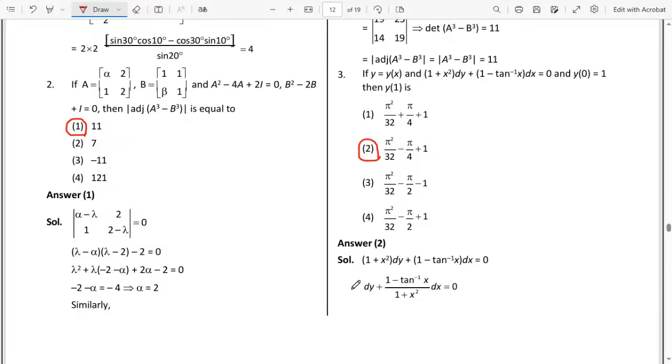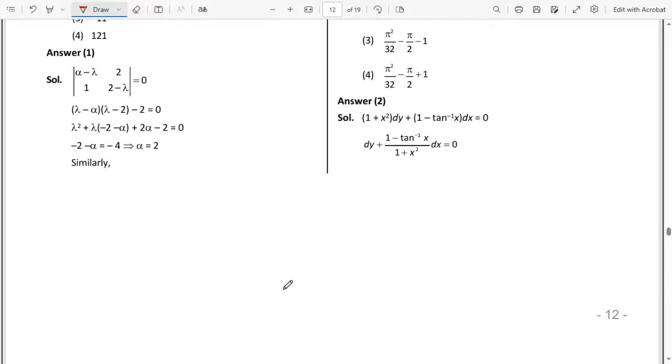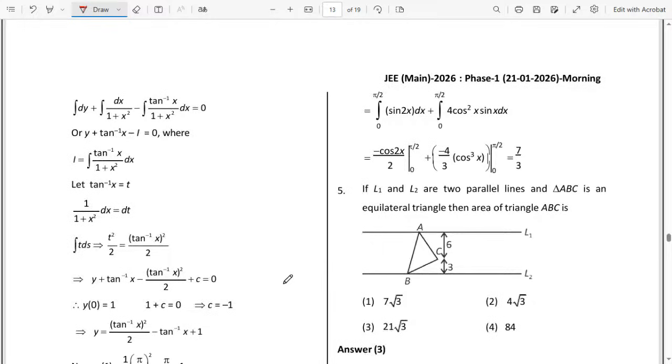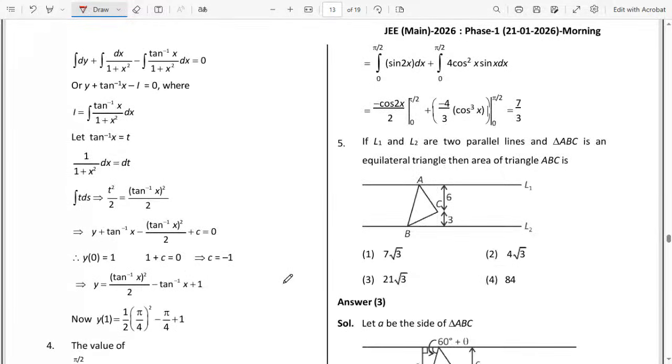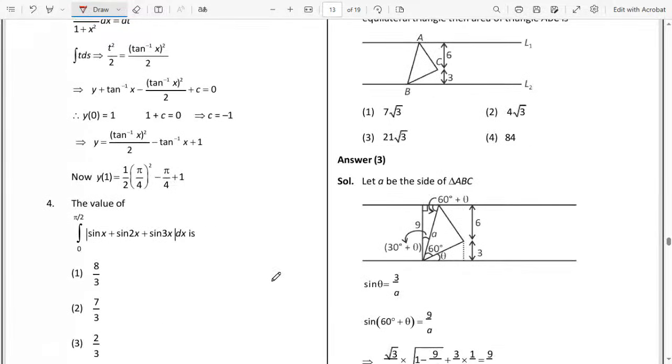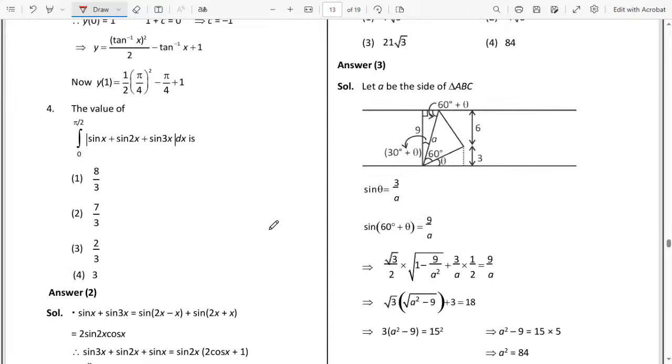So the solutions are given here. Please go through the solutions. I am not reading, so please go through the solutions. Yes, question number 4, the value of, yes, 7 by 3. Option 2 is correct option students.